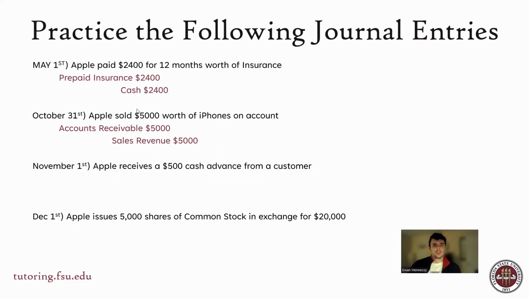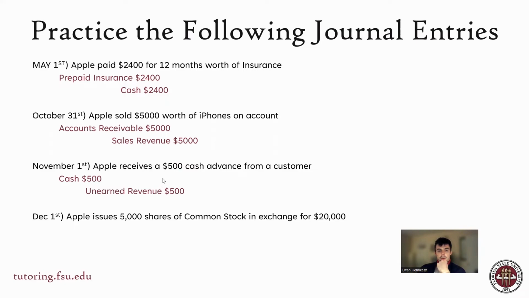On October 31st, Apple sold $5,000 worth of iPhones on account. It doesn't matter that they haven't received the cash yet. They've probably sold to a trustworthy customer, and they're fairly certain that they're going to receive this $5,000, so they can go ahead and increase accounts receivable, an asset, with a debit and credit sales revenue, because revenue goes up with the credit. So that balances.